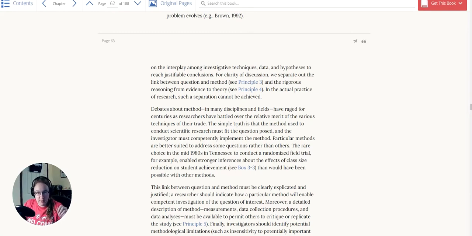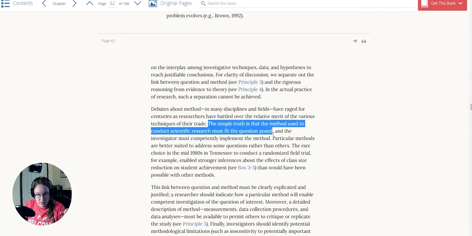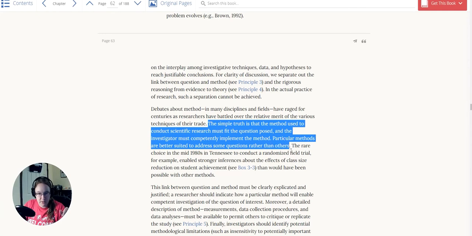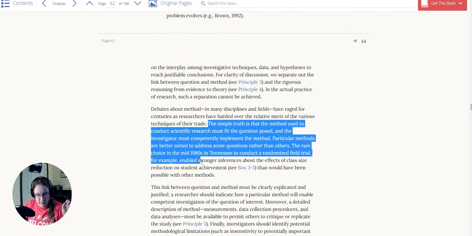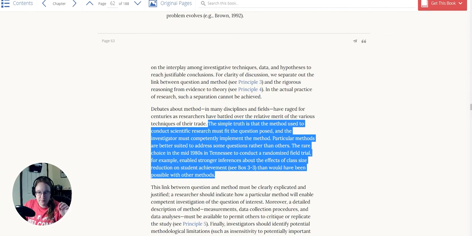Debates on the method in many fields and disciplines have raged for centuries as researchers have battled over the relative merit of various techniques of their trade. The simple truth is that the method used to conduct scientific research must fit the question posed, and the investigator must competently implement the method. Particular methods are better suited to address some questions rather than others. The rare choice in the mid-1980s in Tennessee to conduct a randomized field trial, for example, enabled stronger inferences about the effect of class size reduction on student achievement than would have been possible with other methods.